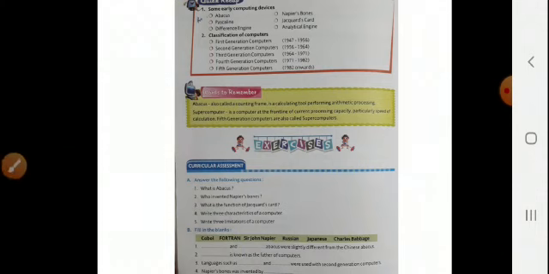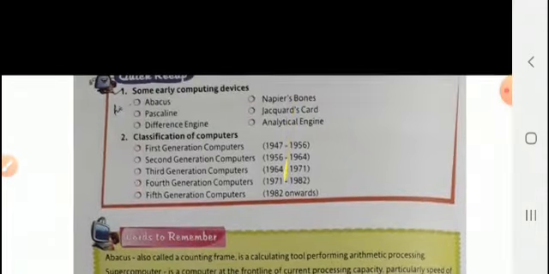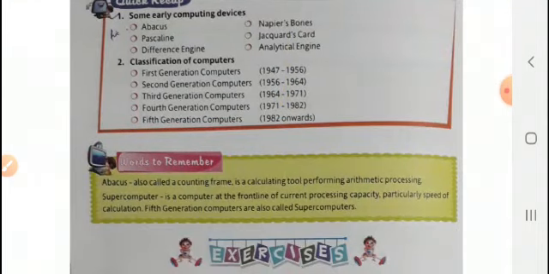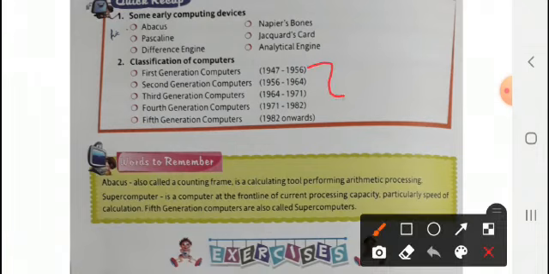Then we have the quick recap. Some of the early computing devices are given here: abacus, Napier's bones, Pascaline, Jacquard's card, difference engine, and analytical engine, and the classification of computers along with their dates. You have already remembered these in the revision test I gave you. So learn them. And here are the words to remember: abacus, supercomputer. You have to revise them.